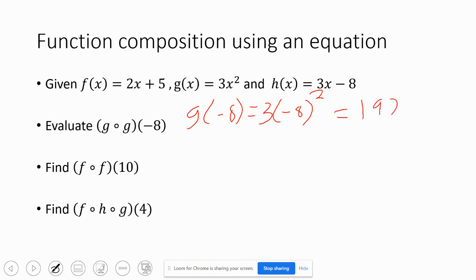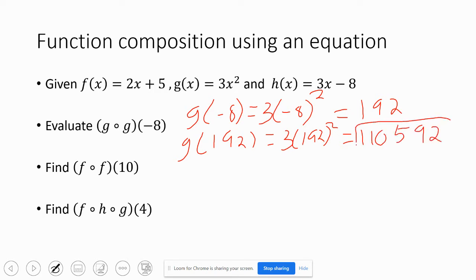Now you take g of 192. It should be 3 times 192 to the second power. 192 to the second power is 36,864. Multiply that by 3. So that's 110,592. Big number, but it's okay. Now we want to find f of 10. So we first find f of 10.